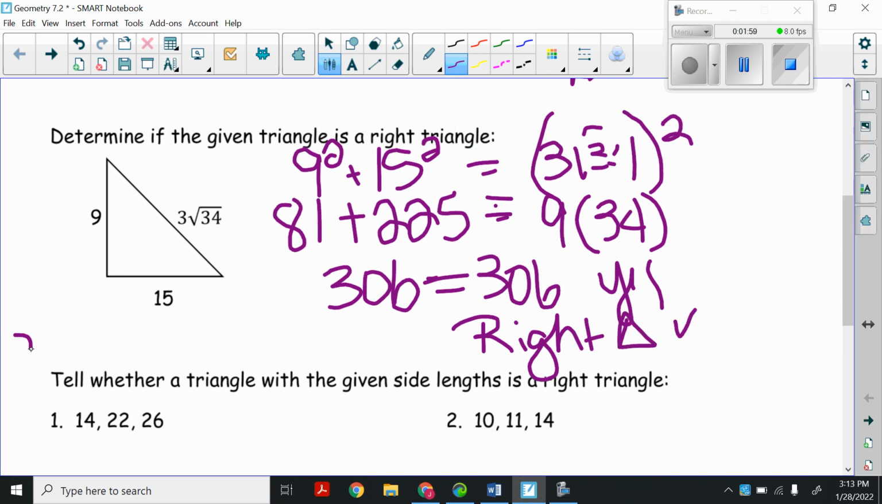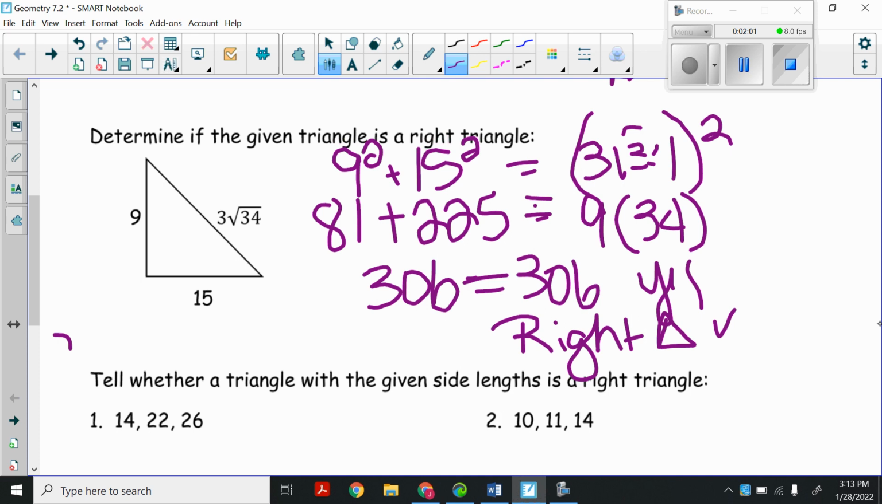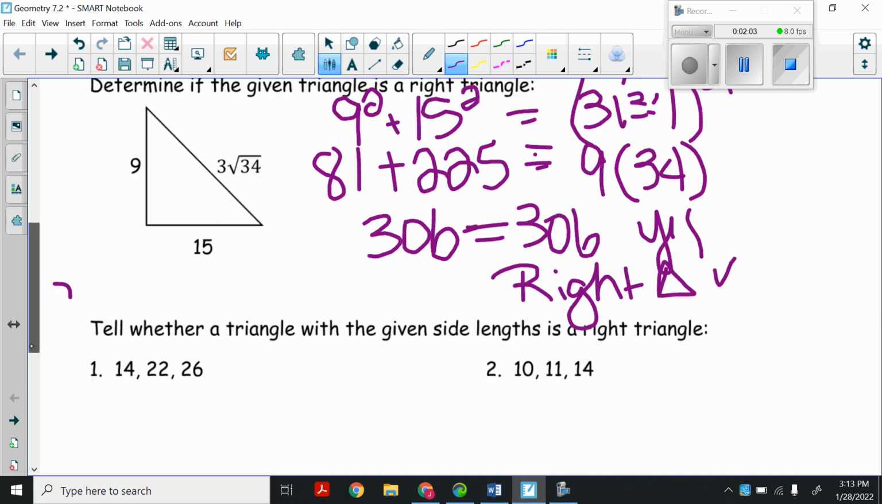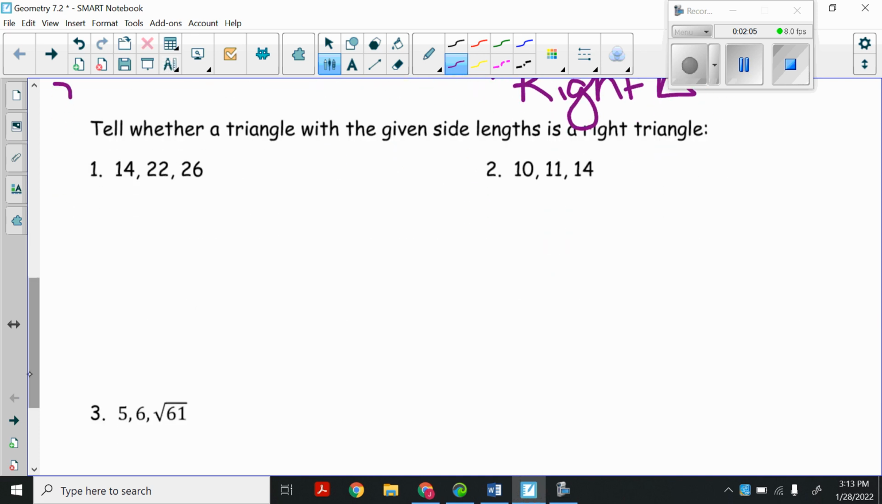So now some more examples. It says, tell whether a triangle with a given side length is a right triangle. So first, okay, can we even make a triangle out of them? Remember that lesson. So 14 plus 22 is bigger than 26. So yes, I know that it will make a triangle. So now I want to see, is it a right triangle? So 14 squared plus 22 squared, does that equal 26 squared? And again, remember the hypotenuse would have to be the bigger side. So that's why I would set it equal to 26 squared.